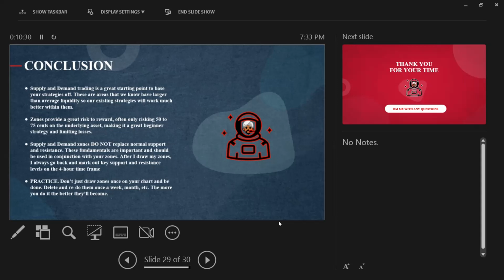It doesn't replace normal support and resistance though. Normal support and resistance, these are your fundamentals. I expect you guys all to know this, right? You guys all know how to do it. If you guys don't, I'd be happy to show you.